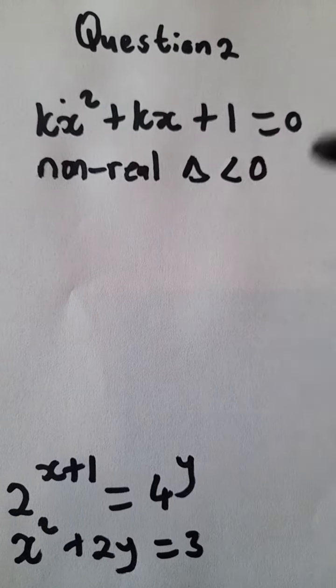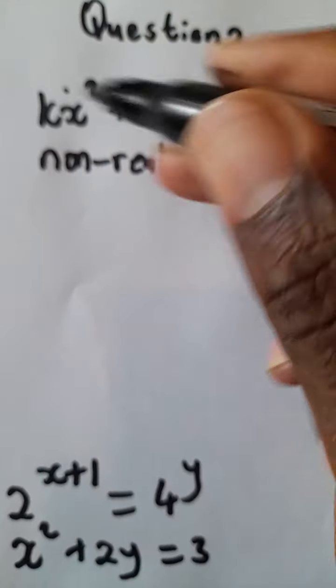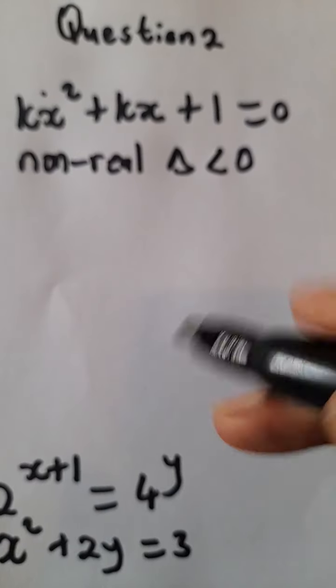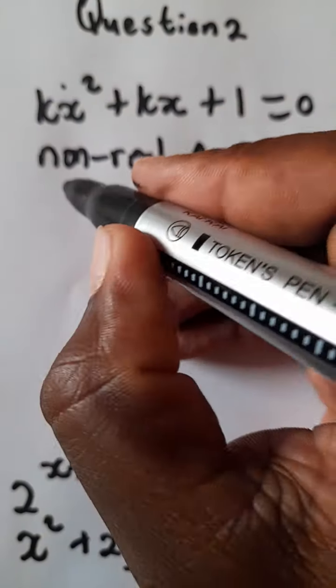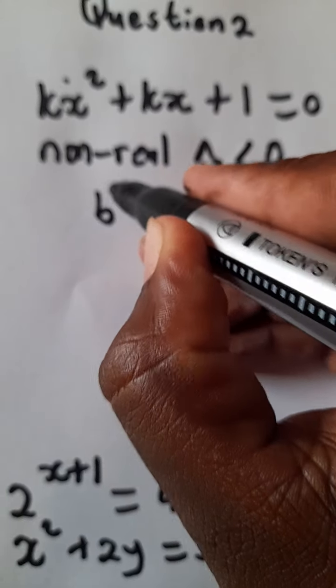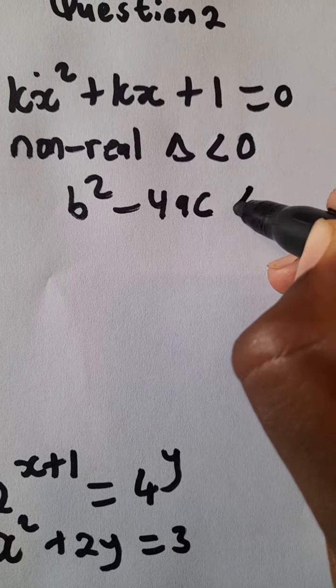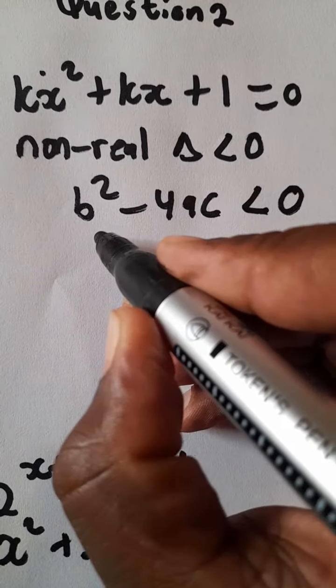Remember, when you're working with natures of roots, we use the discriminant. The discriminant will determine what type of roots we are going to have. So in this case, we are going to have b squared minus 4ac, which is the discriminant, which is less than 0.